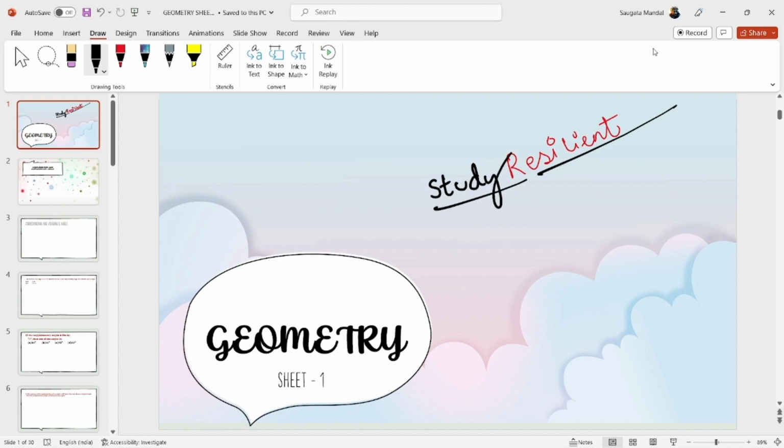What is complementary angle? When the sum of two angles is equal to 90 degree, it is called complementary angle. And when the sum of two angles is equal to 180 degree, it is called supplementary angle. Now you see in the board what is complementary angle and what is supplementary angle. I will discuss it elaborately. Please see on the board.